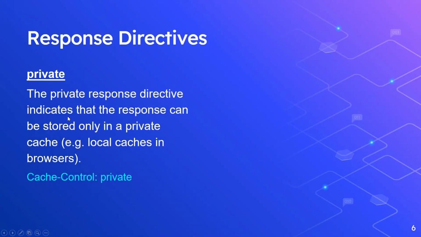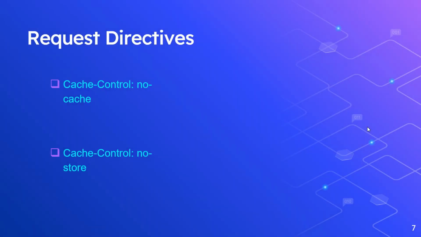Now, the last one is private. With private, you can specify which sort of responses you want to store in your private cache. The private response directive indicates that the response can be stored only in a private cache, as the name specifies, and you can use this particular cache control private directive. Now, for the request part, you can also use the same directives, which are no-cache and no-store.